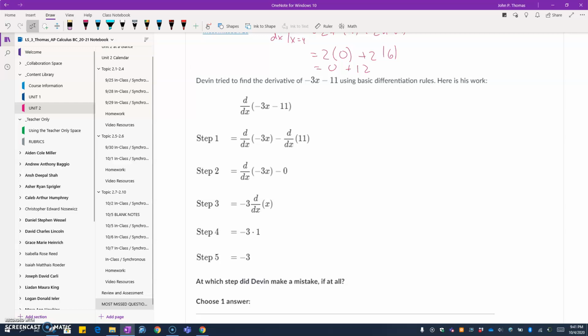Alright, so first of all we start off with the derivative d/dx of negative 3x minus 11. Alright, it looks like the first thing that Devin did was separate it at the subtraction, which is a totally legal move. We could do that with limits, so we can do it with derivatives.